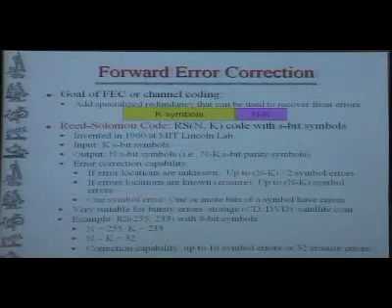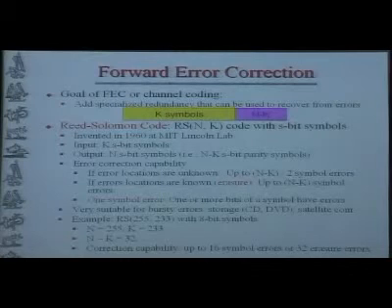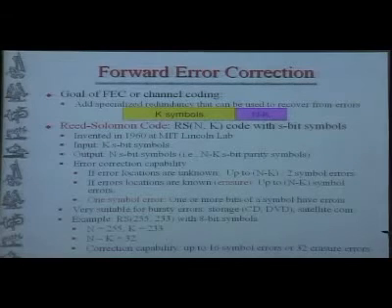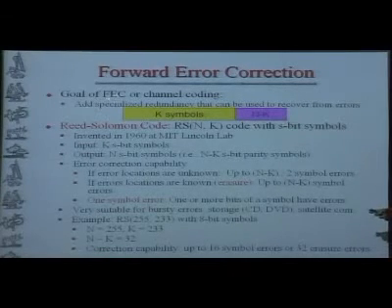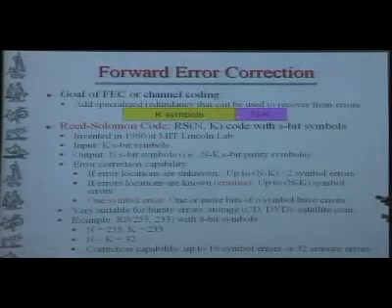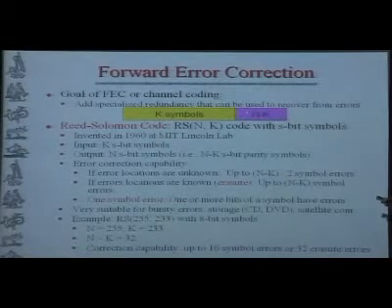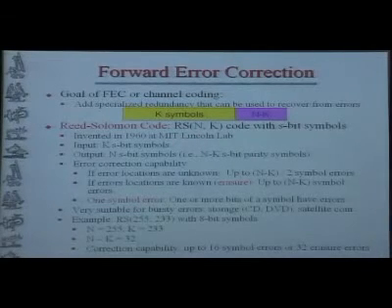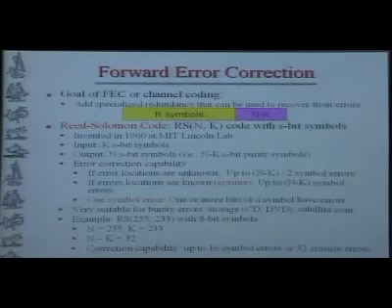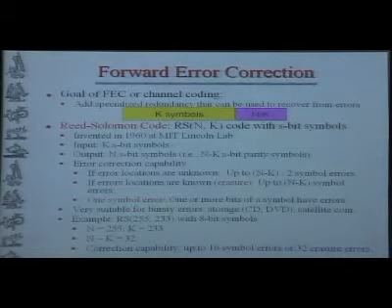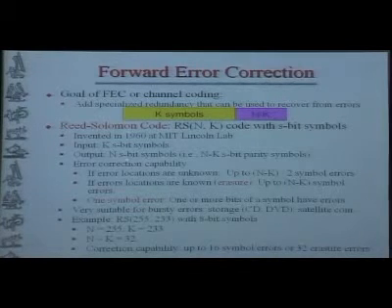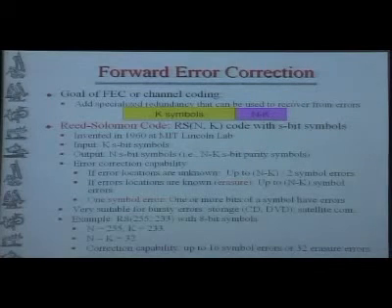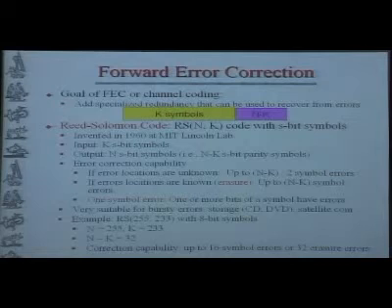So let's move forward to forward error correction. Forward error correction is usually known as channel coding, and it's the type of technique that adds redundancy at the sender so that it checks for errors at the receiver. One of the very popular forward error correction codes is Reed-Solomon codes, currently being used in your VCDs and DVDs.